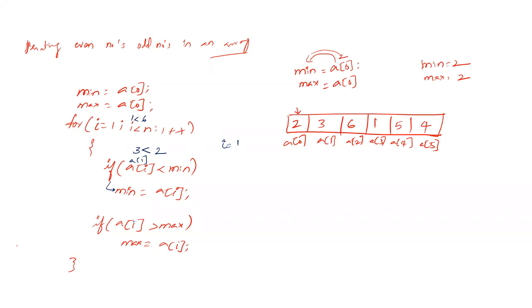It doesn't change the I value. Min changes, therefore A of 1 again. So A of 1 is greater than max. What is the max value? 2 again. So that is 3 is greater than 2. Is that true? Yes, it is true.